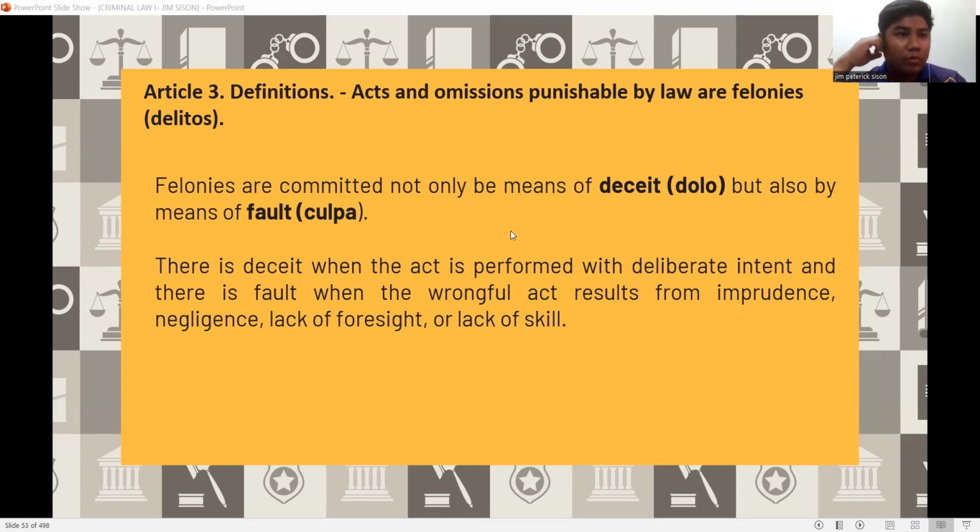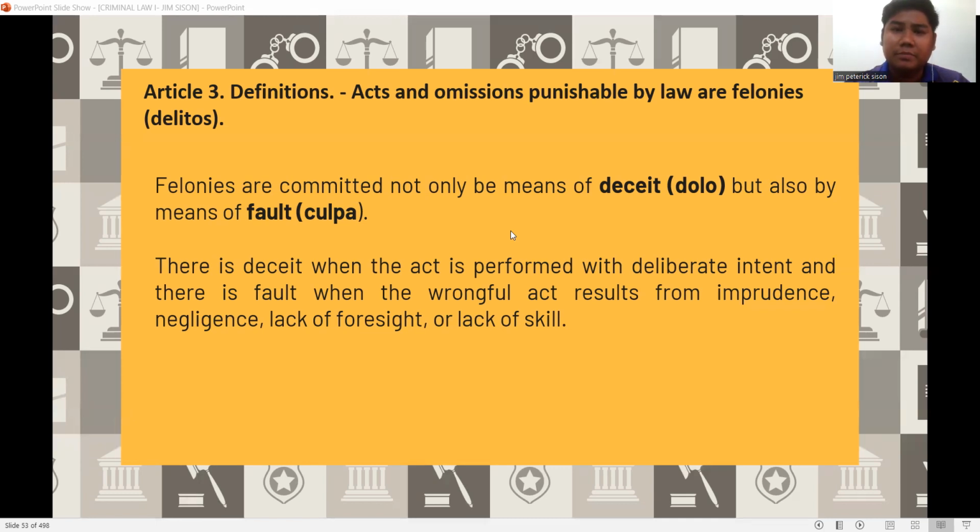The act of stabbing a person. The act of pointing a gun at another person. The act of opening the vault. The act of opening the gate. Okay? That's an overt act of what? The act of opening the gate is an overt act of trespass to dwelling. The act of stabbing a person, that's an overt act of what? Killing a person. Murder. Okay?